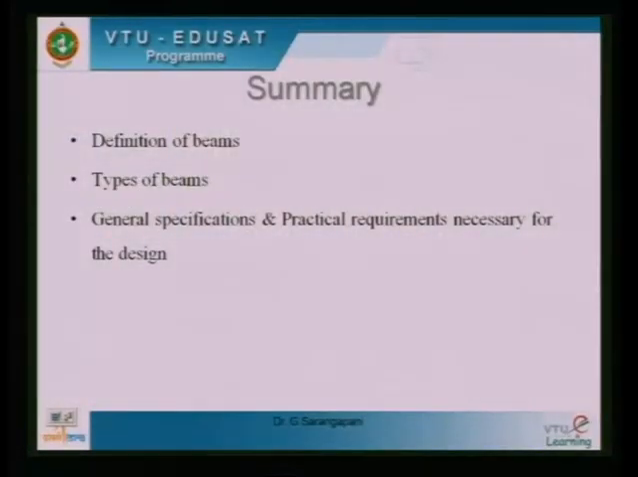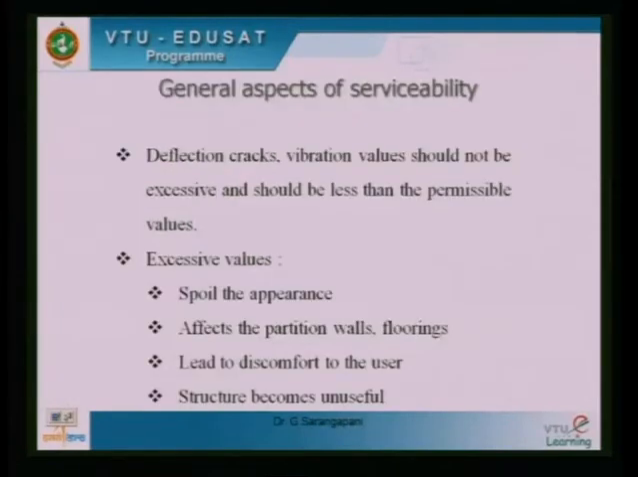Singly reinforced beams are the beams where the steel is provided in the tension zone only. Doubly reinforced beams are the beams where steel is provided both in the tension and compression zone. Like that, I discussed the different types of beams, and then I also covered the general specifications and practical requirements necessary for the design. And the other aspect which I covered in the last class is the general aspects of serviceability.